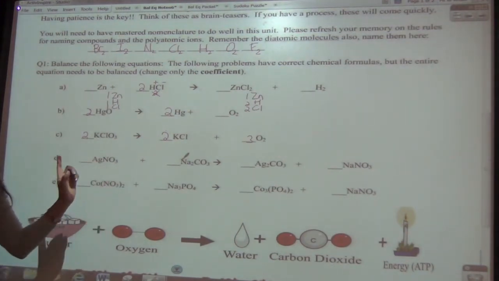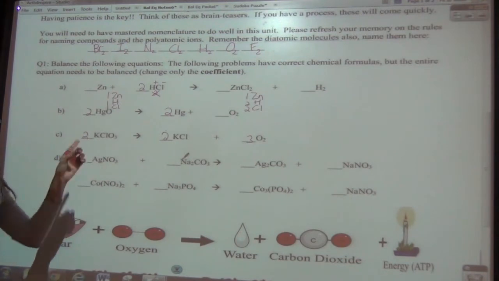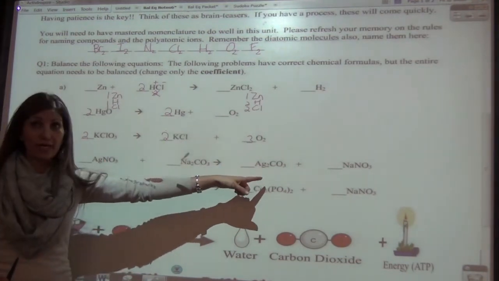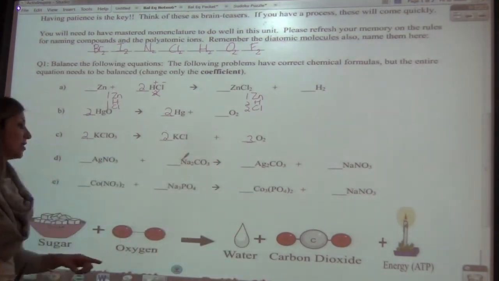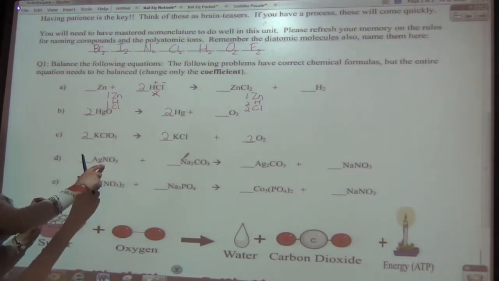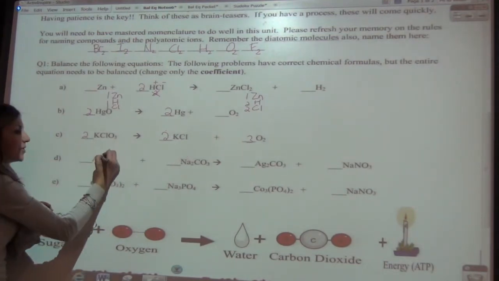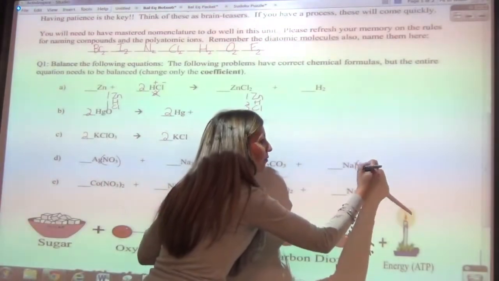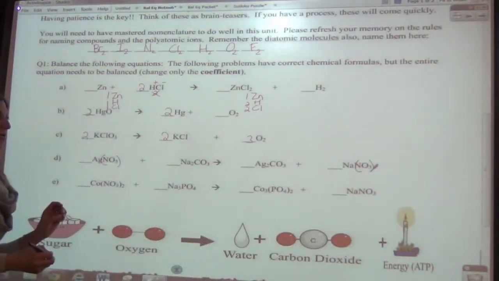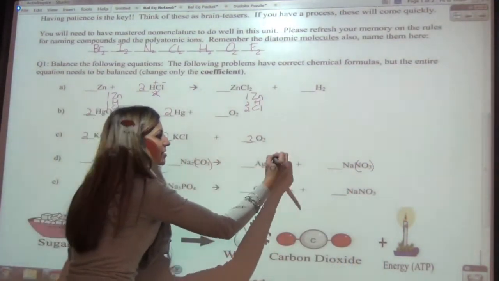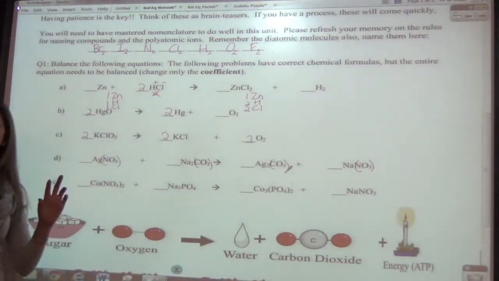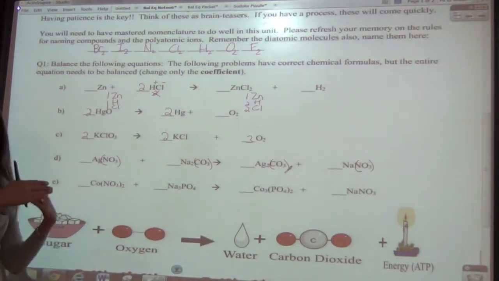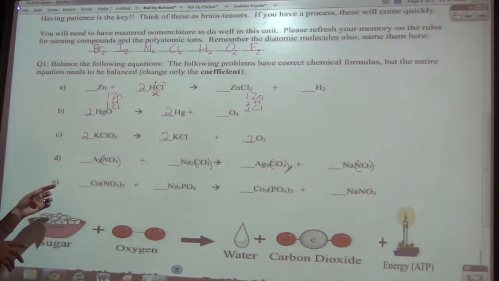I'm seeing polyatomic ions. If the same polyatomic ion, and only if the same one appears on the other side, put it in a bag. Do you see the same one? Which one? NO3 here, nitrate, and nitrate right there. What else do you see? CO3. CO3 there and CO3 there. Just put it in a bag just so that you can keep it separate. You don't have to do those separated now. You can just do them as one unit.